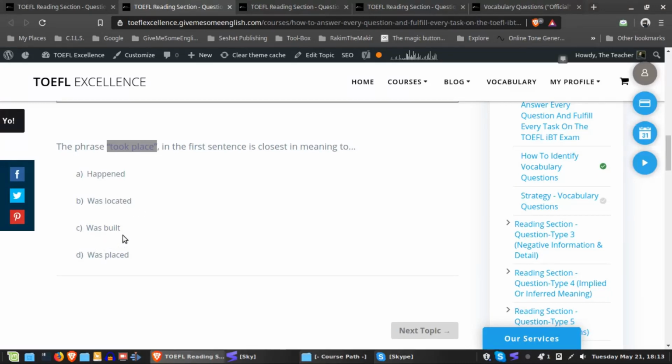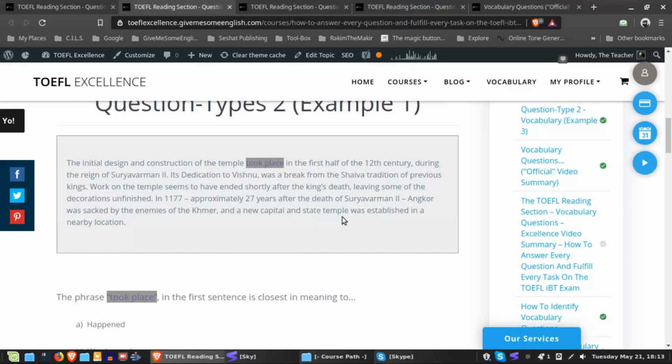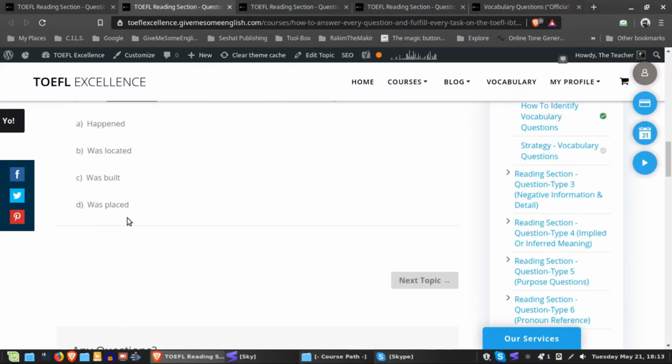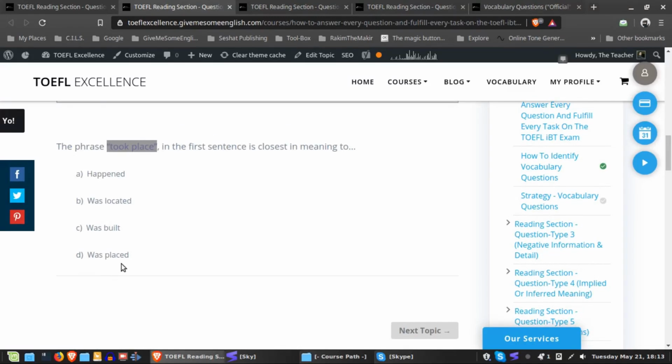"Was built." Well, that's probably in reference to something from the actual reading passage. And "was placed." Here's another trick that they use, which is to use a word in a slightly different form that is the word in question, or the phrase in question, as one of the answer choices. "Was placed," "took place." Okay, so maybe a person who is nervous and panicking would think, well, it must be that one because they're similar. But this is not the case, obviously. Well, obvious to most of you who would be taking the TOEFL.